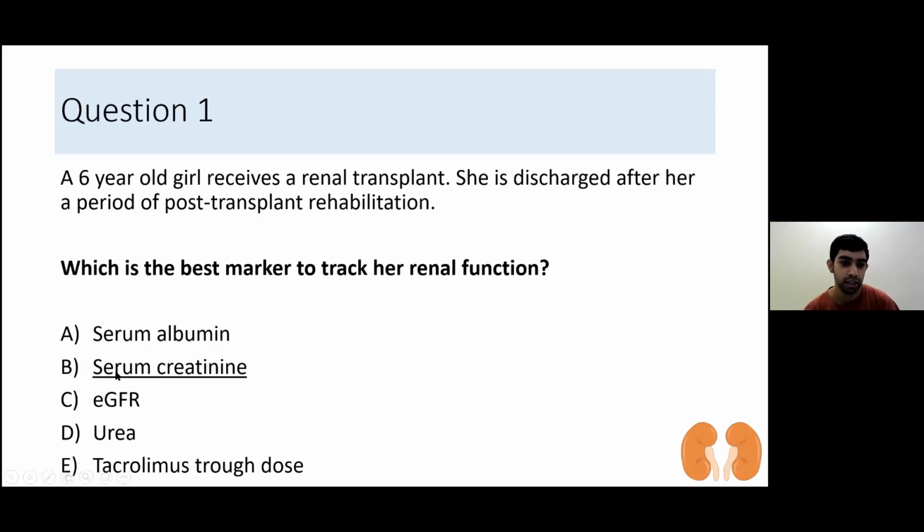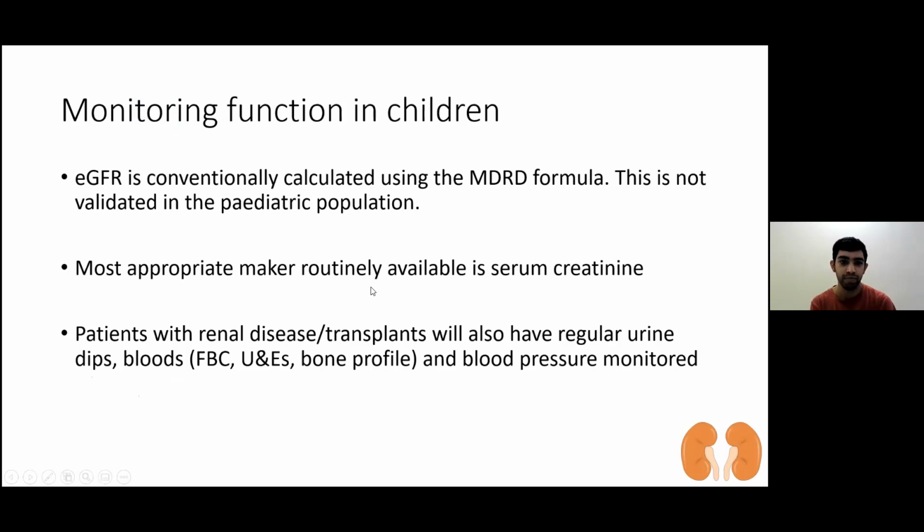Now, we don't really tend to look at urea because that tends to fluctuate acutely and varies more with states of dehydration. Albumin, once again, is not a marker of renal function. However, you might see a low albumin if somebody does have a glomerulonephropathy, such as minimal change disease, where albumin can leak out, so it drops. And tacrolimus trough dosing won't help either. So we do monitor that in renal transplant patients. However, we do not use that to track renal function.